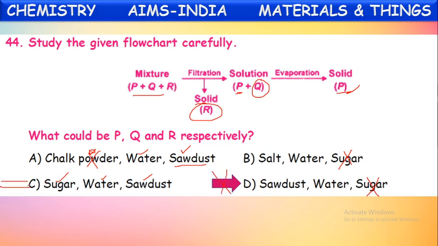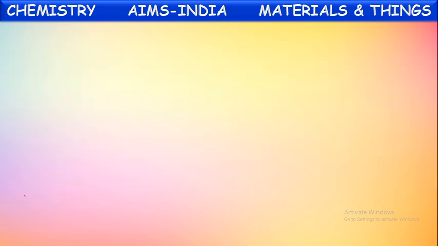This is the correct option because if you take the sugar water and sawdust mixture, on filtration, first the sawdust will be eliminated in the form of solid residue. So it is R. On evaporation of the sugar water mixture, P remains. So solid sugar remains after evaporation, and the water is evaporated. So Q is water. This is the PQR. Now it is the correct option. Next question.